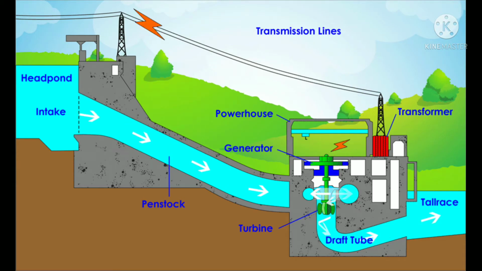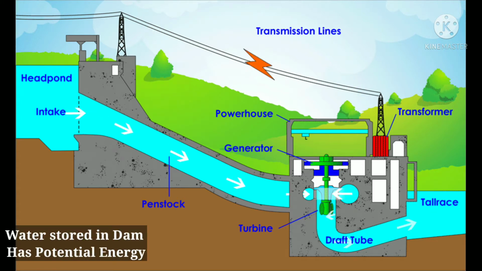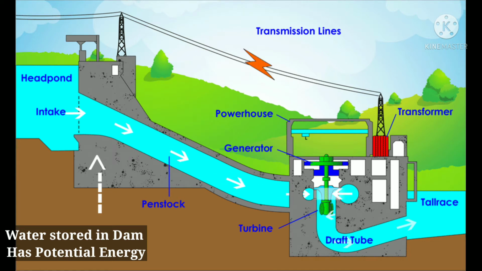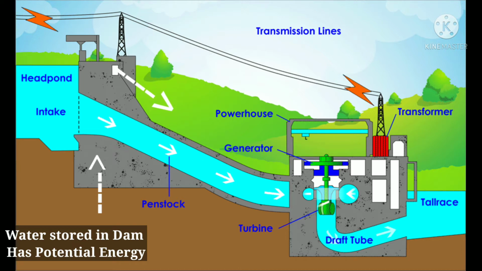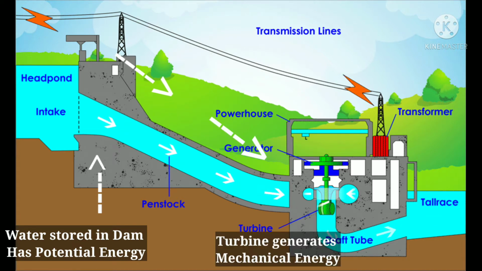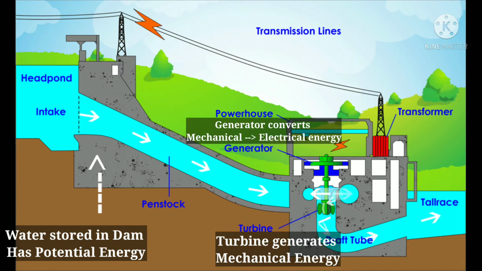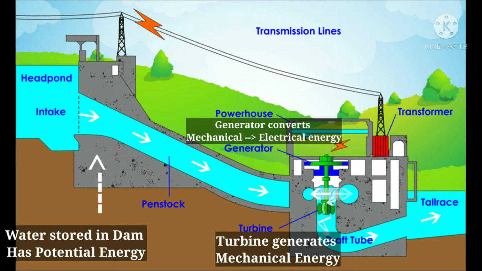As here you can see that the water is stored in the dam and this stored water has potential energy which is converted to kinetic energy by flowing water from a higher to lower level to move the turbine, which in turn generates mechanical energy. And later on, this mechanical energy is converted to electrical energy with the help of generators.